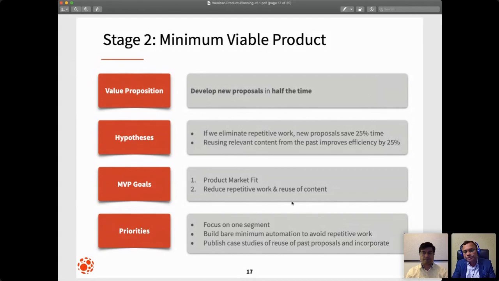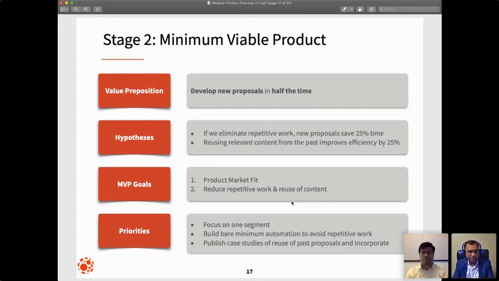Then what? Here is where the fun begins. We actually are going to do, in the next 2 webinars or so, the real product management work of product planning. So let's take the value proposition here. What's the value proposition? I can deliver a new proposal in half the time of what you were taking before we built this product.